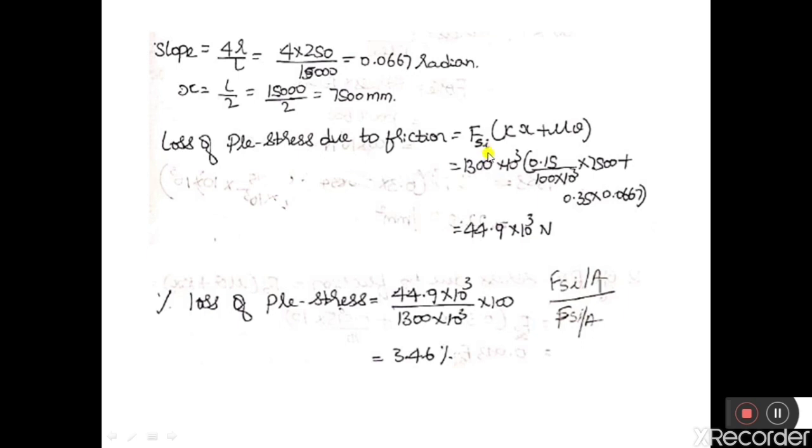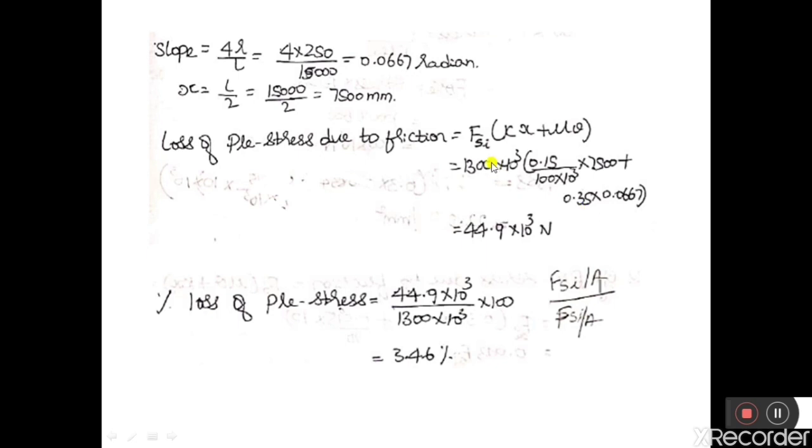So force by area is equal to initial pre-stress. The value of K is 0.15 per 100 meter, so 0.15 divided by 100 into 10 to the power of 3. So 100 meter has been converted into millimeter, into the value of X, which is 7500, plus mu, which is 0.35, into 0.0667, the slope, which is equal to theta. Therefore loss due to friction is equal to 44.9 into 10 to the power of 3 divided by A.